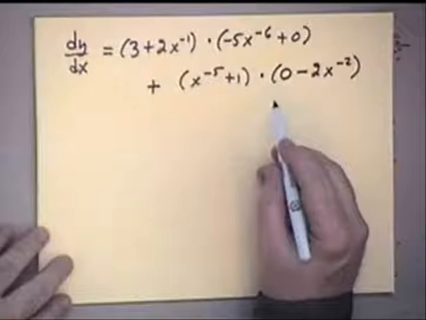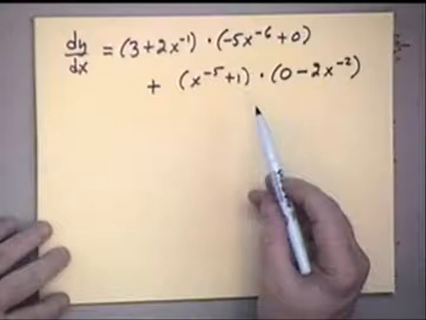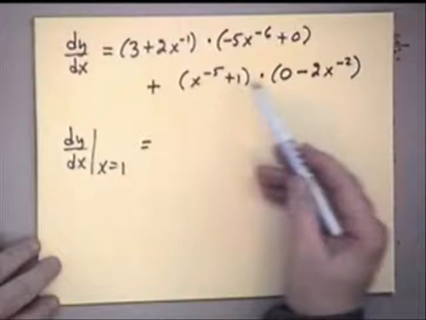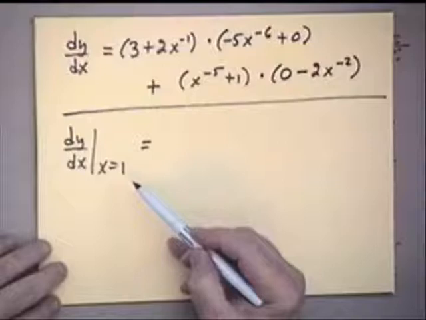If I were interested in working with this expression later, I would certainly want to simplify this. However, here, remember what it is we're trying to do. We're trying to find dy dx evaluated at x equals 1. So there's no need for me to do simplification here. I can just leave it that way, and then substitute in the 1 and see how much simpler it gets with the 1.